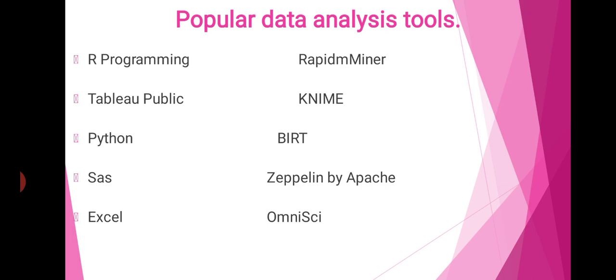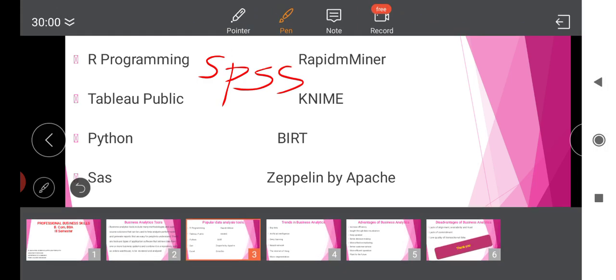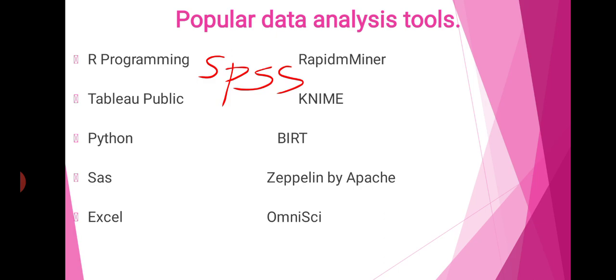Excel is not an open source software. It is a paid software. Whereas BIRT is an open source software. R is an open source software. Whereas instead of R we have SPSS. SPSS is an analytical tool, the statistical package for social science research. Like that, many tools we have. AMOS is another statistical tool. Then many techniques we have.